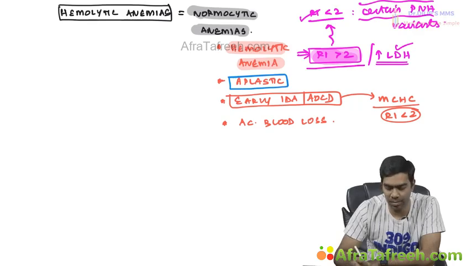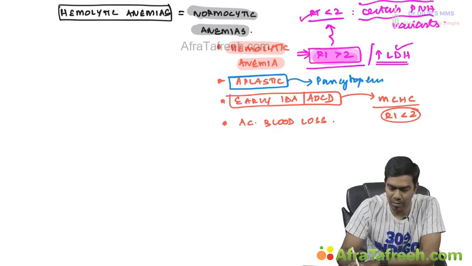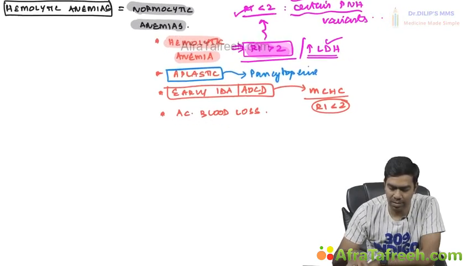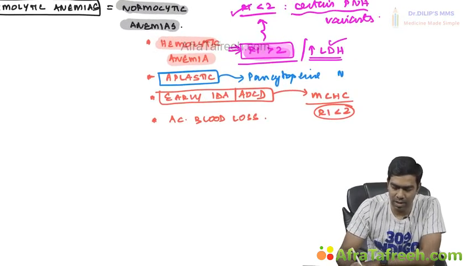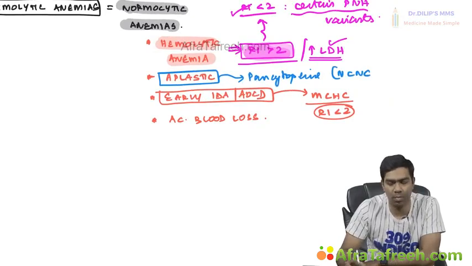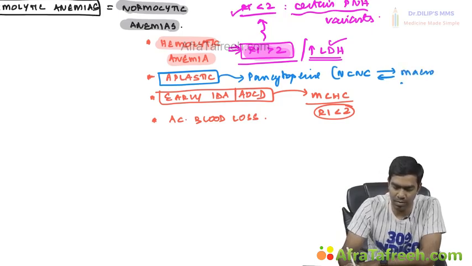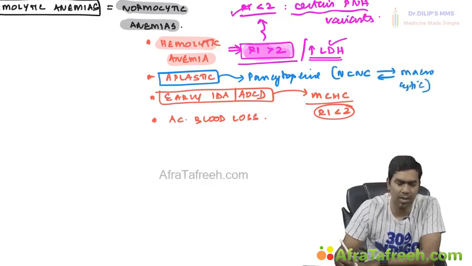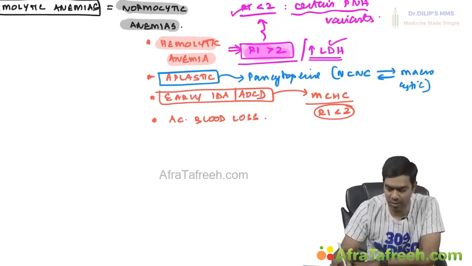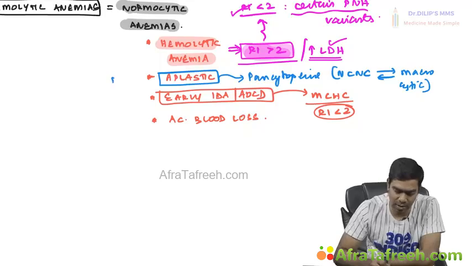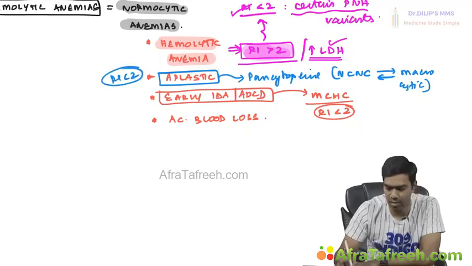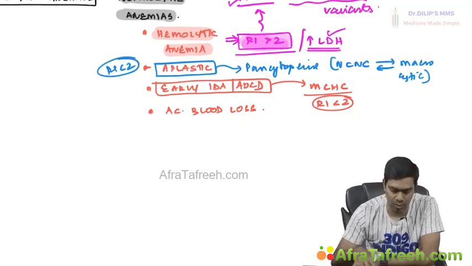Similarly, in aplastic anemia, even though there is a normocytic normochromic picture, the majority of the time the patient will have associated pancytopenia. At the same time, they need not be only normocytic normochromic, but they can be macrocytic anemias also, very important. So aplastic anemia can result in macrocytosis as well, where again the reticulocyte index will be less than 2, definitely not more than 2.